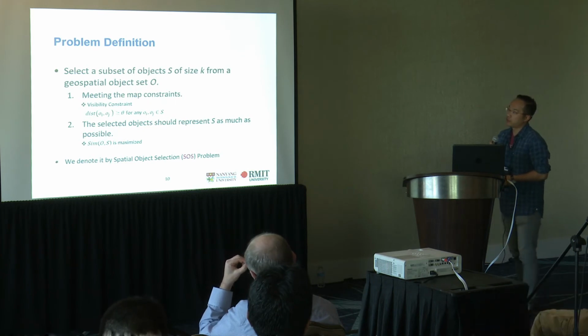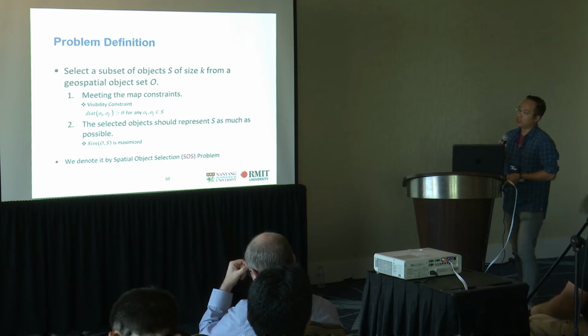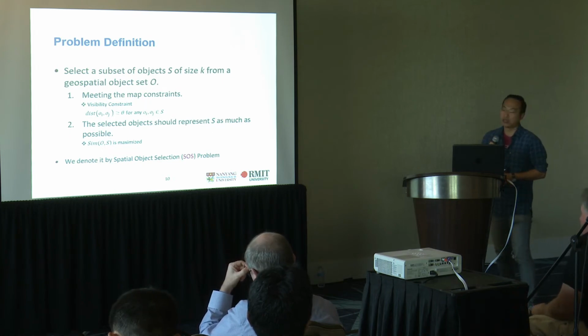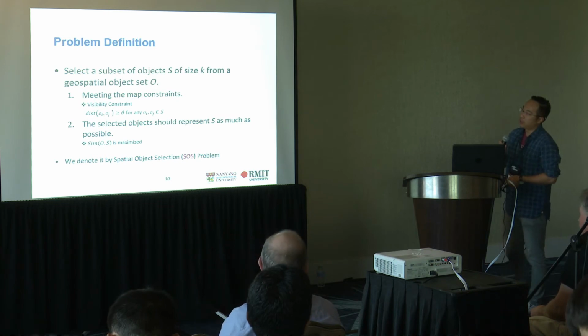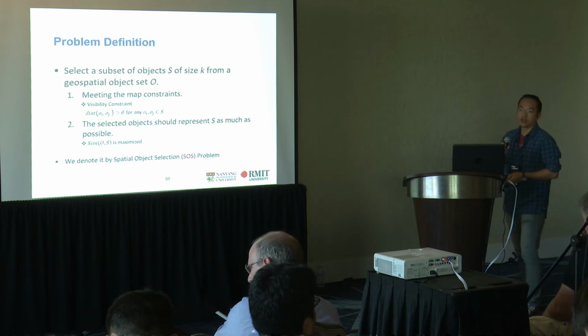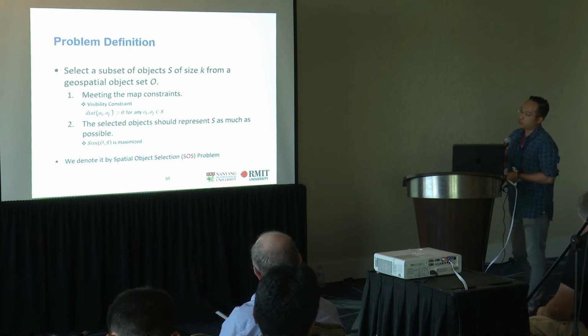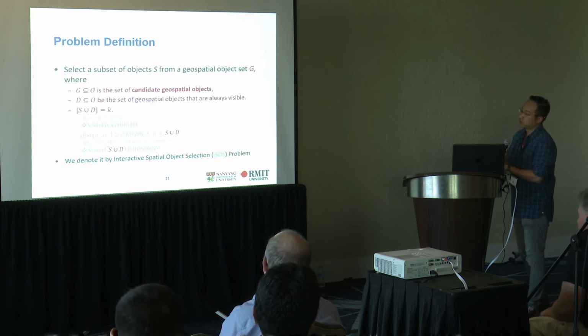Given this concept, we have proposed a spatial object selection problem. The problem is to select a subset of objects S, of size k, from a geospatial object dataset. We want the result to meet the map constraints, so in the results, the distance between each pair of objects should be larger than or equal to a given parameter. And we want the result to maximize the objective function as much as possible.